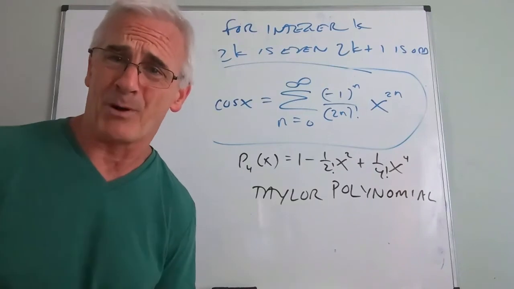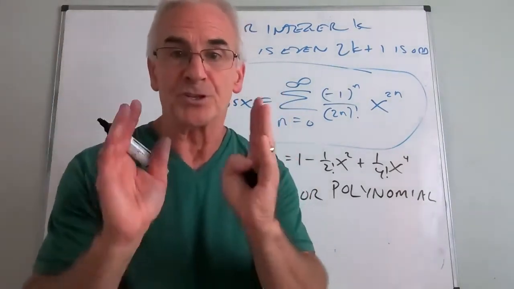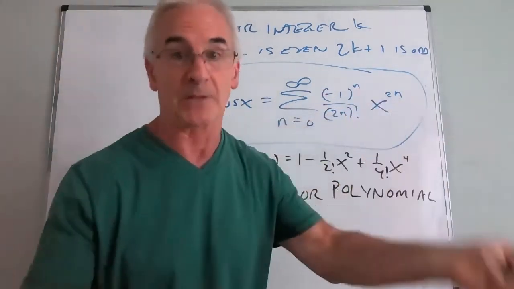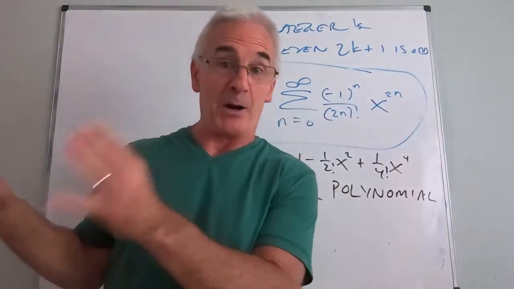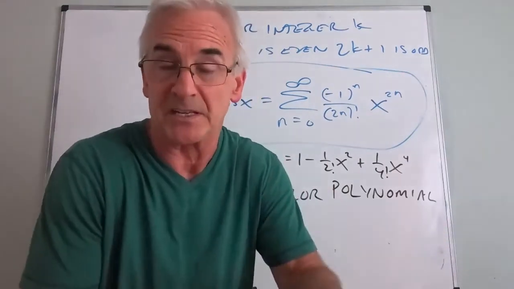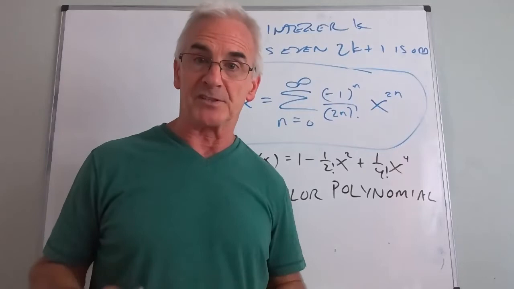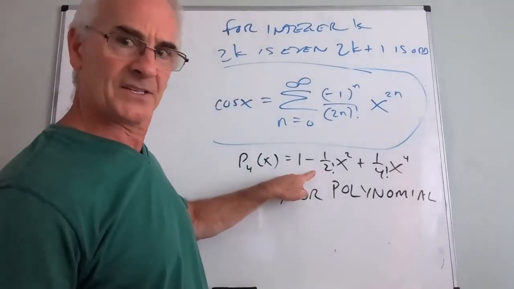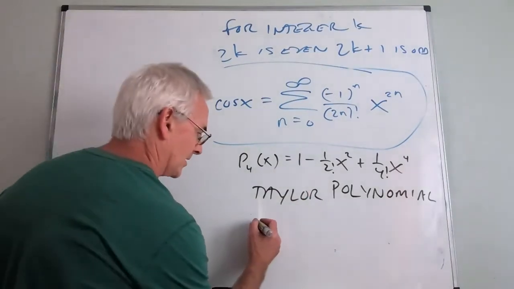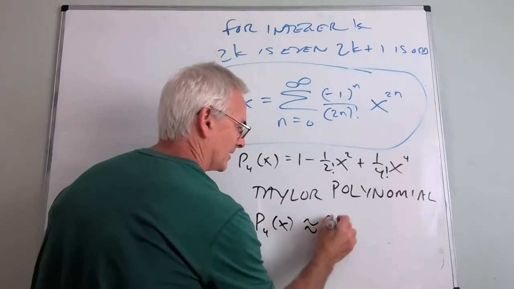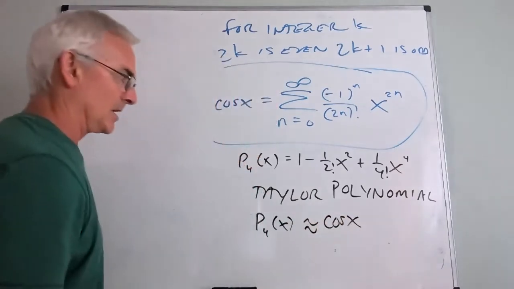But here's the coolest part. If I'm close to 0, now why do I have to be close to 0? Because we're expanding about 0. If we'd expanded about pi, then I have to be close to pi. You have to be close to whatever the c is. If I'm close to whatever c is, then this will look like a cosine graph. It's crazy. Meaning I can say that P4 of x is asymptotic to the cosine function.